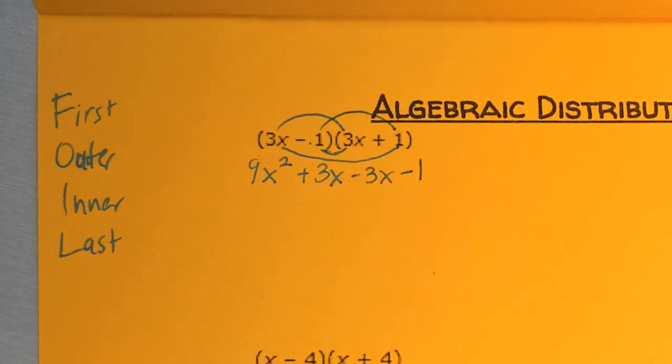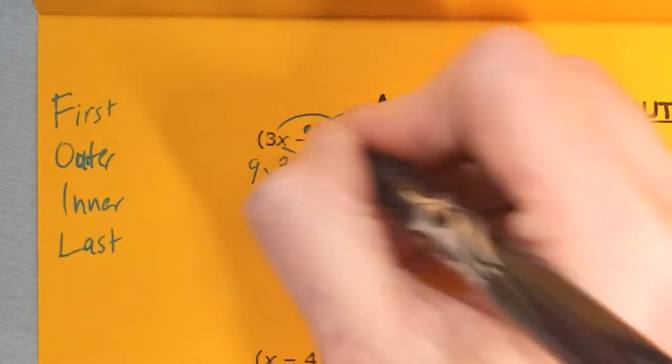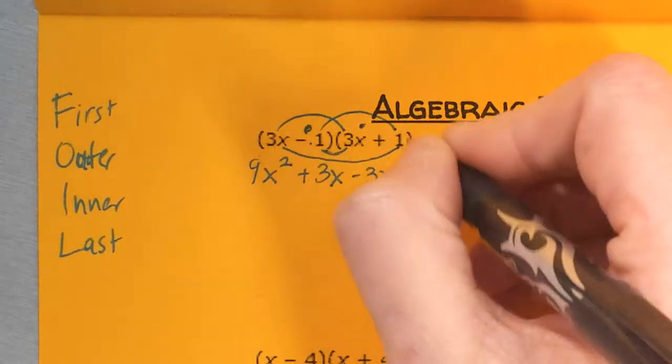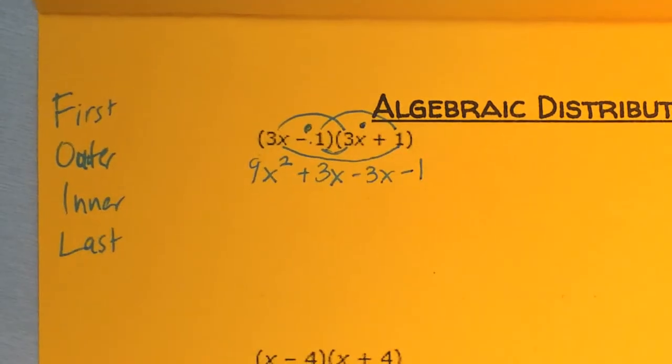Okay? I think this looks like a little dude. See, look, there's his eyes and his nose and his smiley face and his ears, and he's got some weird looking monobrow thing happening. So I think algebraic distribution looks like a little dude.